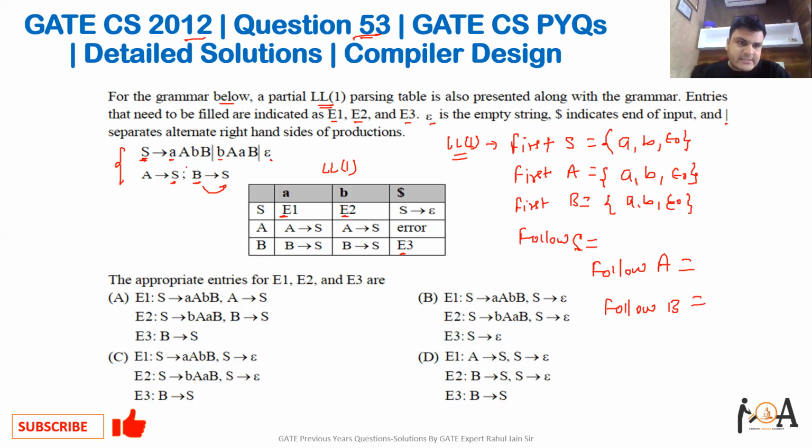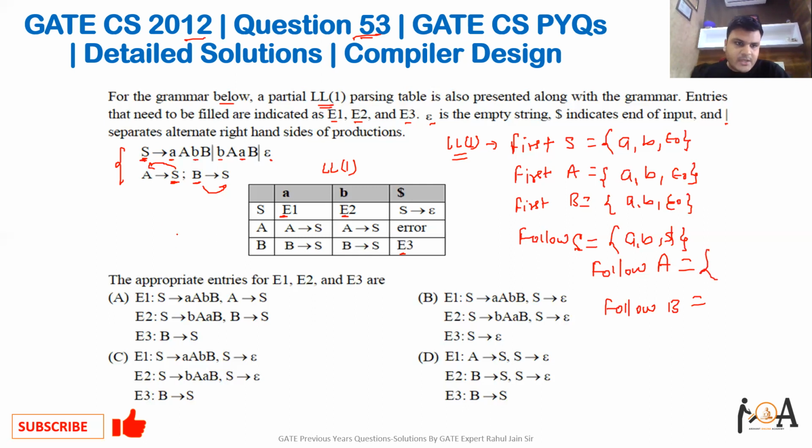Now follow of S. On the right hand side we have S here, so follow of S is nothing but first of A. So what is first of A? First of A is A and B and epsilon. So follow of S is A, B, and I also have epsilon. But follow of S is always dollar, right? So follow of S is A, comma B and dollar.